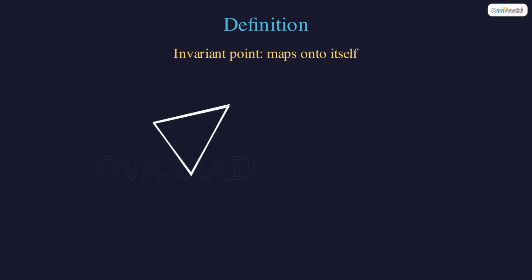An invariant point is a point that maps onto itself during a transformation. It stays exactly where it is. Similarly, an invariant line maps onto itself.